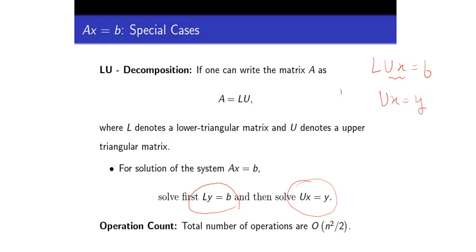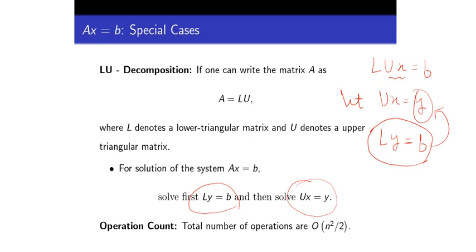Okay, so let Ux equal Y, which you can solve, but Y is unknown here. So first you need to find Y. What is Y? Y is such that Ly equals B. So first you need to solve this, and then you have to solve this.